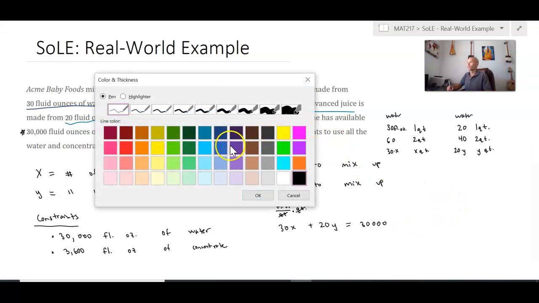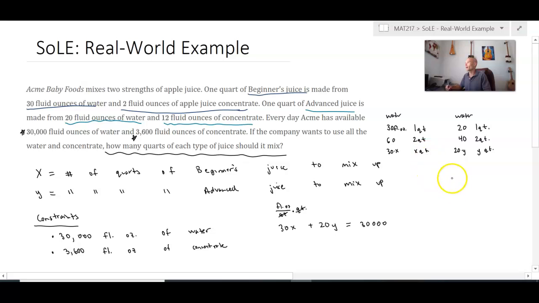In a similar argument that we could make here, for 1 quart of beginner's juice, we're going to need 2 fluid ounces of concentrate. And similarly, for 1 quart of advanced juice, we're going to need 12 fluid ounces of the concentrate. So if we were to have, say, 3 quarts of beginner's juice, that would require 2 for each quart. So 2 times 3 is 6 fluid ounces of concentrate to make the 3 quarts of beginner's juice.